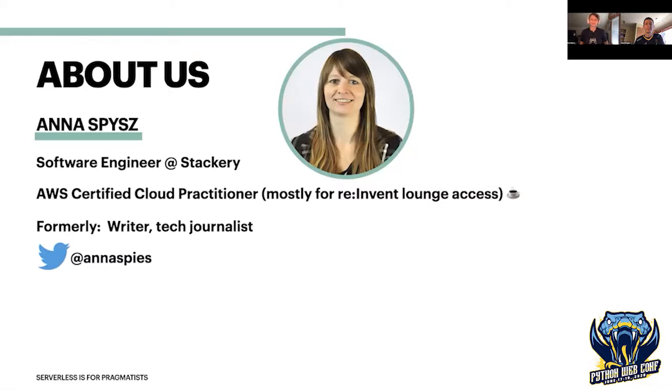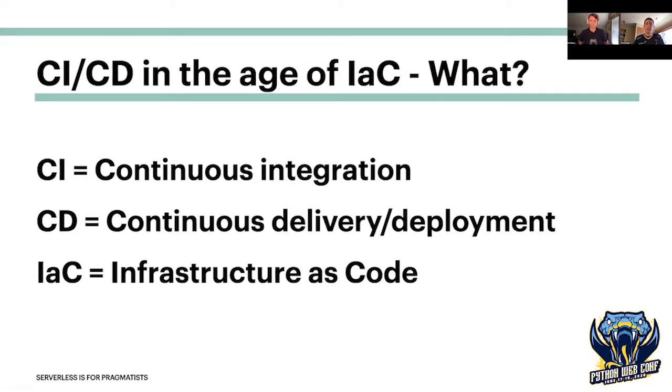Let's do some definitions of what we will be talking about today. Yeah. So through this talk, we're going to be focusing on lots of concepts, but there's a couple of definitions that would be helpful to get out of the way. You may hear us refer to CI, CD, and IaC. CI is continuous integration, CD is continuous delivery or deployment, and IaC is infrastructure as code.